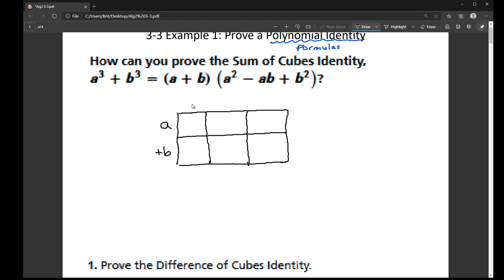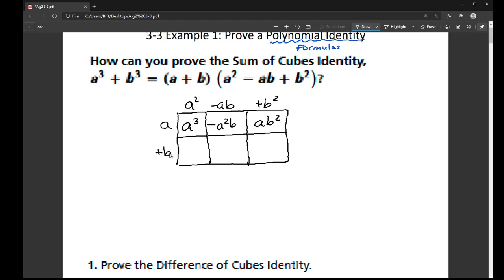So here I'm going to put the a plus b down the side, and then I'm going to put the a squared minus ab plus b squared across the top, and I'm going to find the area of each box. So a times a squared is a cubed, a times negative ab is negative a squared b, a times b squared is a b squared.